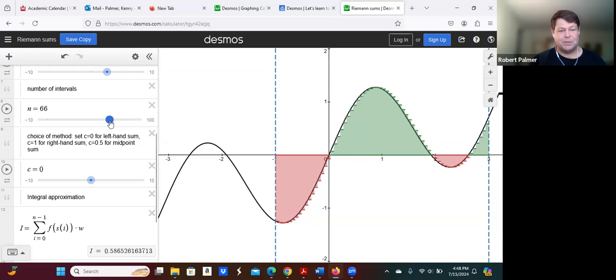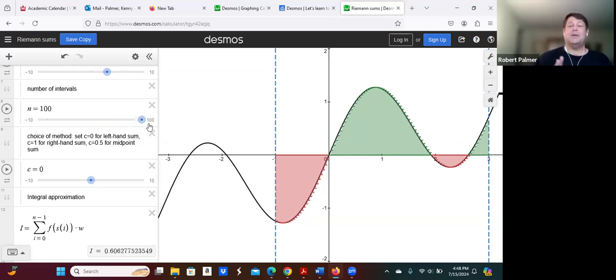As I move in this direction, as it increases, the width of each rectangle is getting smaller. My accuracy is increasing. You see this number is starting to settle down to about 0.6. Okay, it's changing, not a whole lot, mostly in the smaller decimal places. So I expect the true value is probably about 0.6, 0.61, something like that.